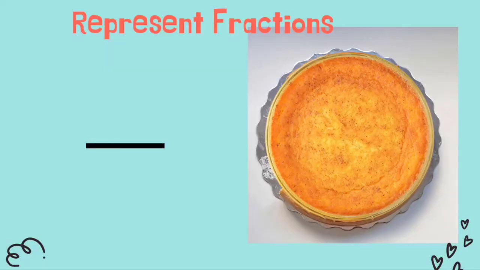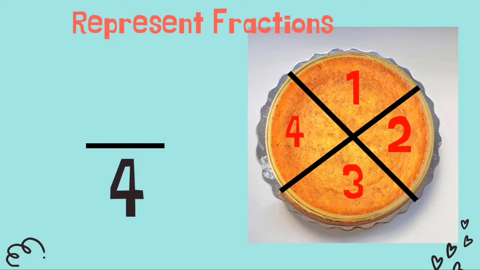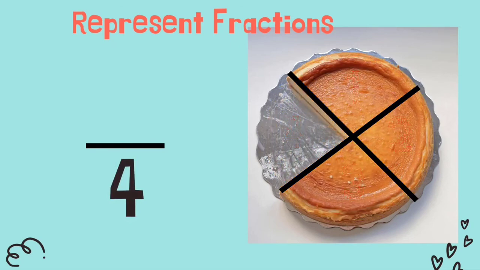Let's have another example. If we slice or divide this one whole pie into 4 equal parts, it will be like this. So we have 1, 2, 3, 4. So the denominator is 4. If you eat one piece or one part of it, the numerator is 1. That means you eat 1/4 of the pie.